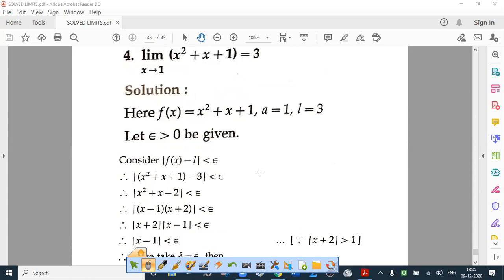Only one part is left. I haven't explained that proof, but most of the students have left because some students have another lecture. So we'll discuss that proof tomorrow. Tomorrow I'll again explain the significance of this epsilon and delta. Okay. And then we'll start the next topic, that is continuity.